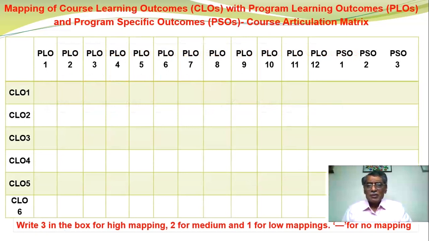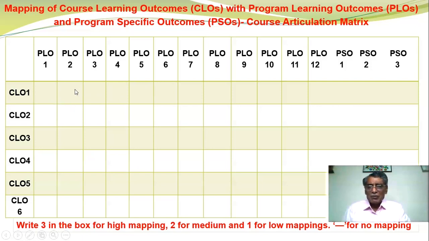Then, this is also very important table, sir. Mapping of course learning outcomes with program learning outcomes and program specific outcomes. This table is also called course articulation matrix. So you have 6, for example, 6 course learning outcomes, 12 PLOs and 3 PSOs. You can make a table here, and suppose a particular CLO1 may be mapping with PLO1, PLO3, PLO4, PLO6, very high level. Put 3 there.